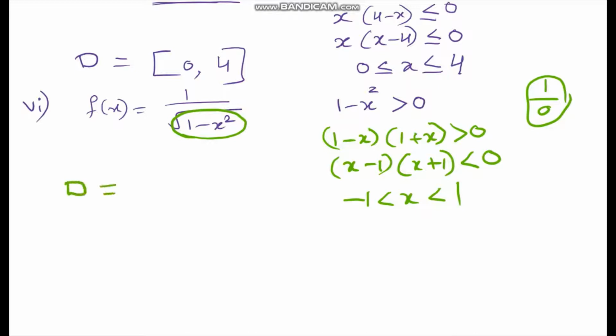Domain equals minus 1 to 1. So we need to put the open brackets. This is the domain.